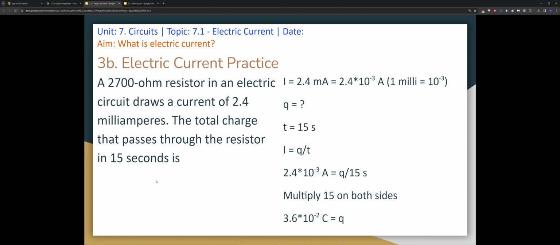Q is what you're looking for. T is your time, so it's 15 seconds. I want to do the same exact formula, the same exact process. We're going to substitute, plug everything in, multiply by time on both sides, and then we get our answer.